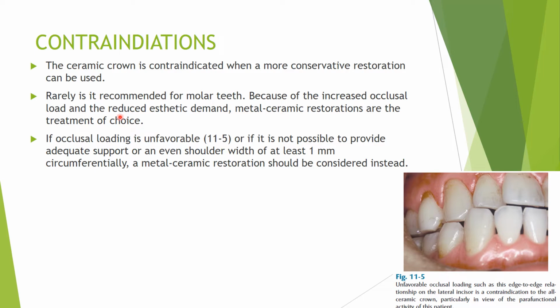They are much stronger, they can bear more loads, but what I would like to tell you here is there are a lot of different ceramics which are actually indicated for posterior teeth, yeah? So it can be used, especially the monolithic crowns can be used. If occlusal loading is unfavorable, right, or it is not possible to provide adequate support or an even shoulder width of at least 1 mm circumferentially, then a metal ceramic restoration should be given instead.